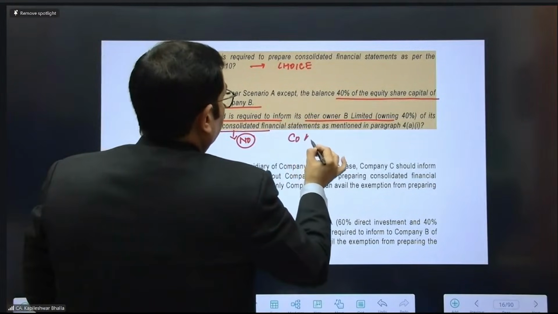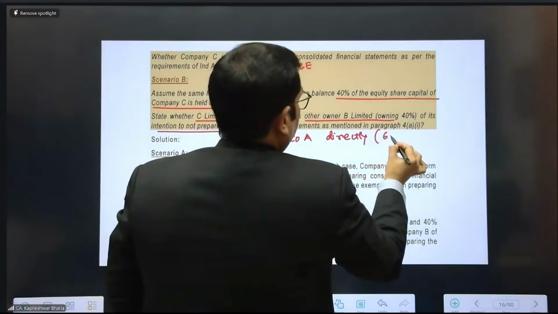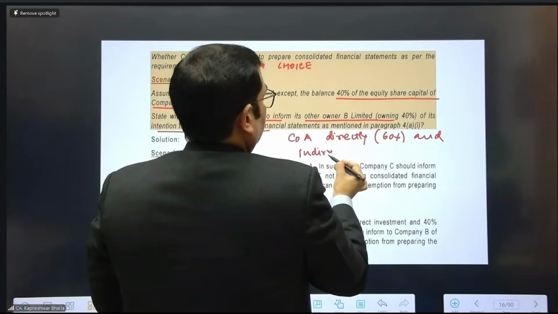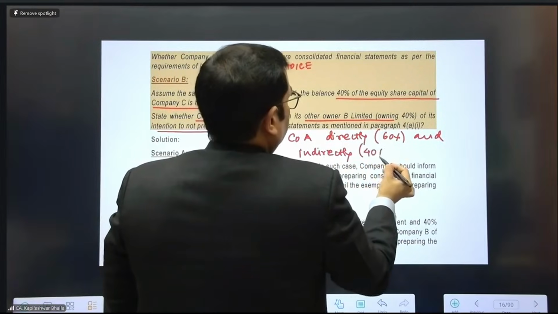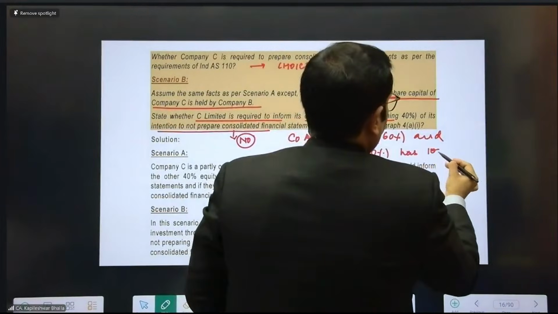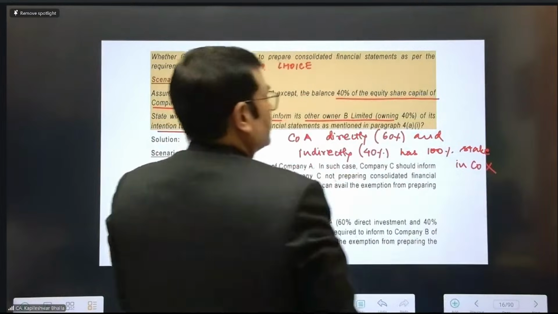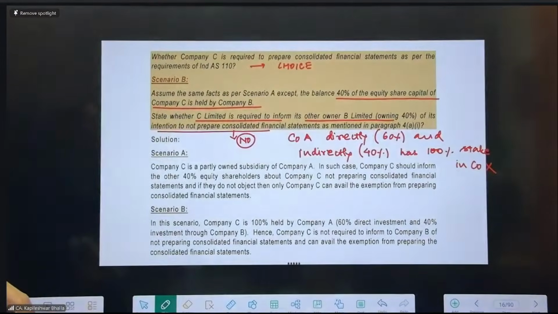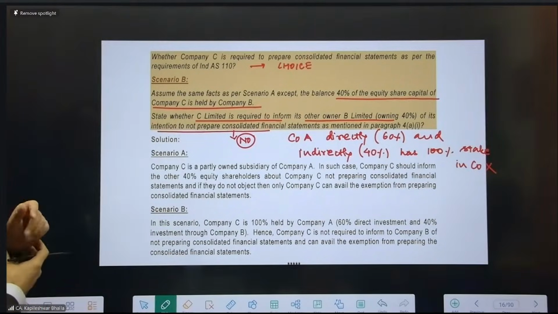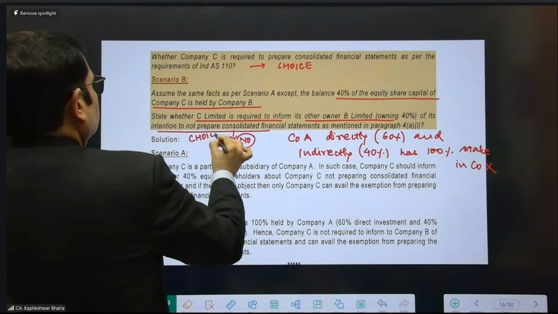Because we can say company A directly holds 60%, and company A indirectly holds 40%. So company A, directly and indirectly, has a 100% stake in company C. Since he has a 100% stake, we don't need to inform anybody. We don't need to tell them that I'm not making consolidated financial statements in this particular case. Other factors are met, so we can say he definitely gets a choice in this case as well.